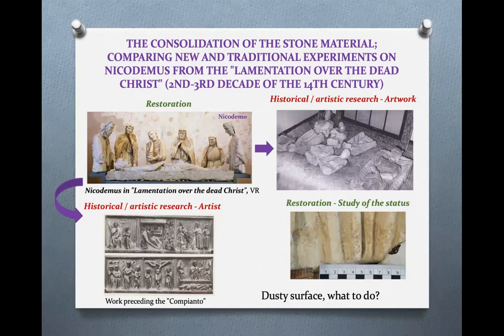was very weak, and it showed powder all over the surface. So I just wanted to understand the best consolidation product to use on this sculpture. So I studied traditional products and new products. In the first picture, you can see the lamentation and the Nicodemus, at the right.